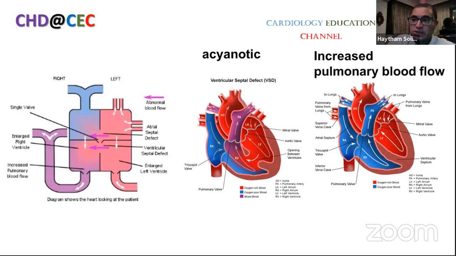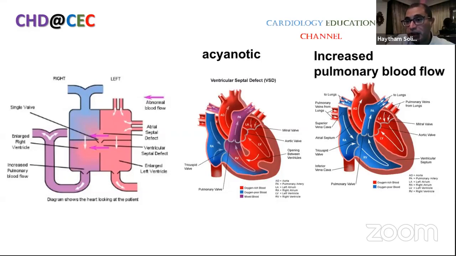Now, it's logical that if the pulmonary blood flow is increased, the pulmonary artery is receiving blood from two sources and not from one source. It receives blood from the right side, and it receives blood from the left side. When you increase the blood to the lung, you will have more oxygenated blood, so you don't have cyanosis.